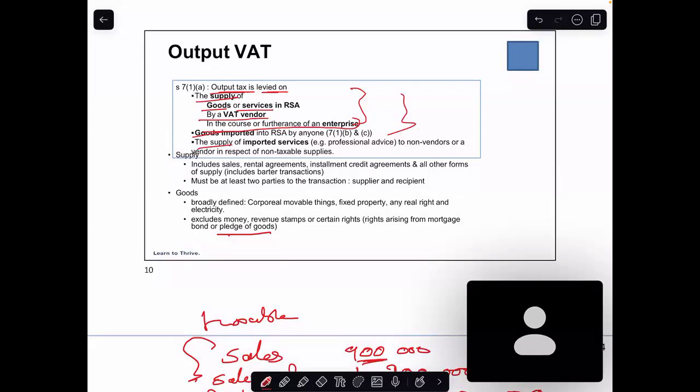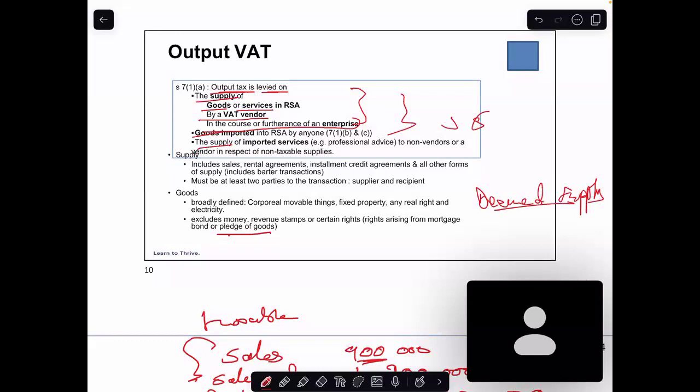Insurance payout is called a deemed supply, good people. An insurance payout is called a what? A deemed supply. So therefore, calculating VAT output on a deemed supply, we have now to move to another section. Are we together? Which is not section 7.1a, which is now section 8 of the VAT Act.